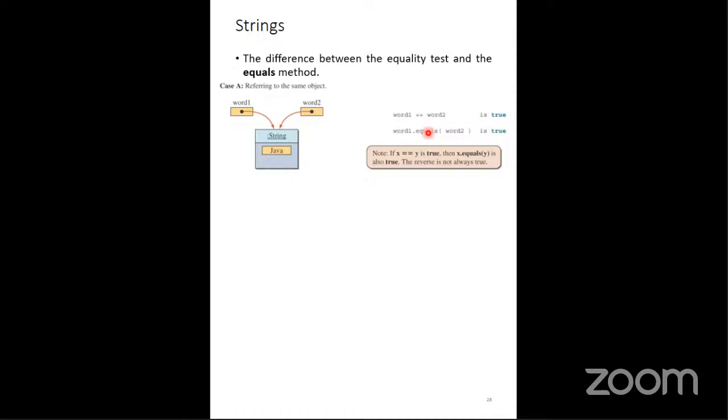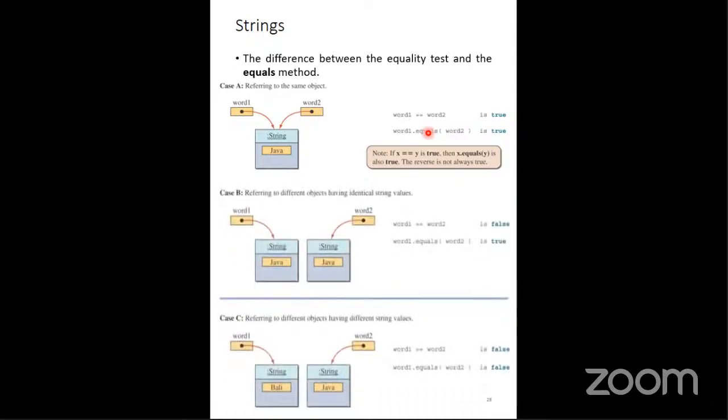Now let us take a slightly different example. Now what happens? Word 1 refers to this particular object whose content is Java. Word 2 refers to this particular object whose content is Java. Content-wise, both the strings are the same, but they are two different objects. This string object whose content is Java is being referred to by word 1, and this string object whose content is also Java is being referred to by word 2.